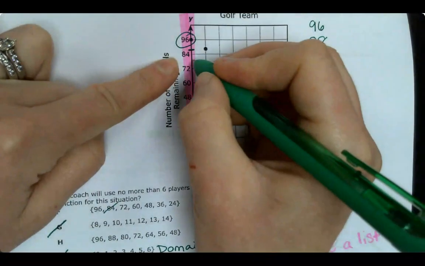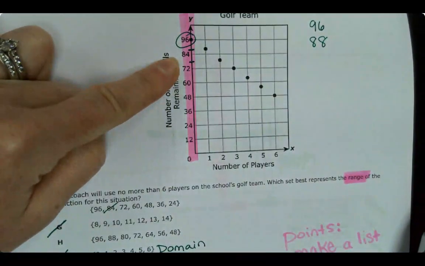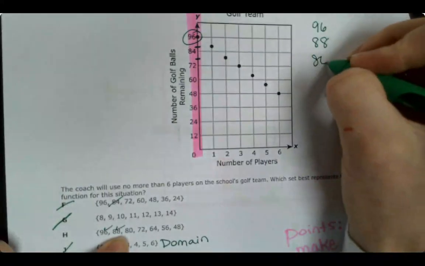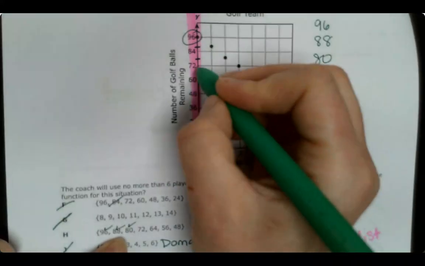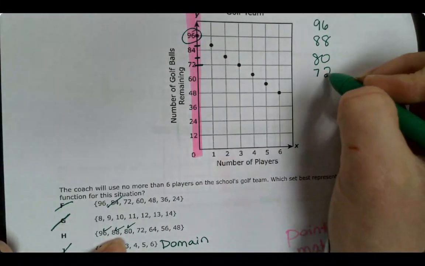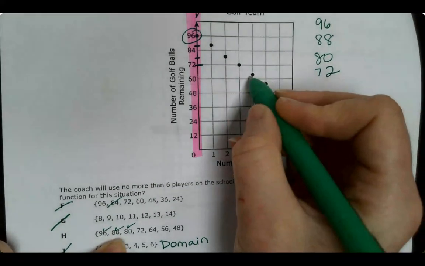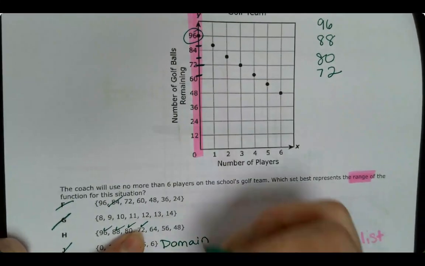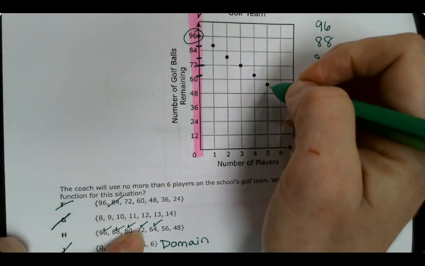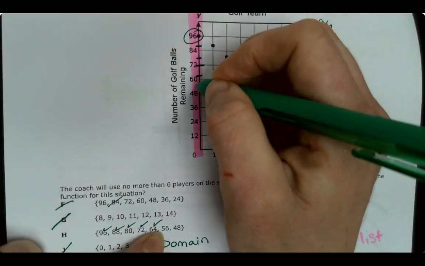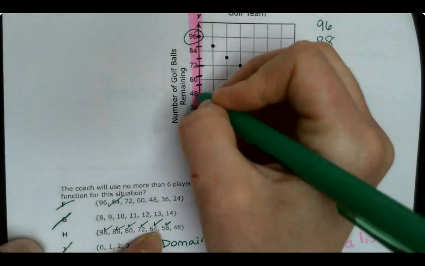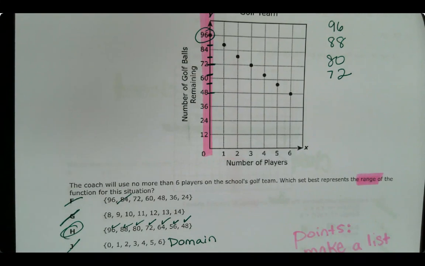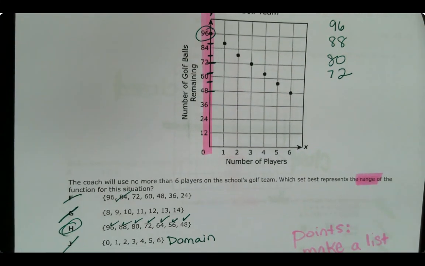And then that one looks like halfway between. So 96, 88, that looks about like 80. That's good. Then this would be at 72. And this one's a little bit above 60, so I think 64 looks right. 56 is right. Yep, that looks good. And then 48. So yeah, H is correct. So you'll make a list if it's just points. That's the only one on this assignment that's just points.